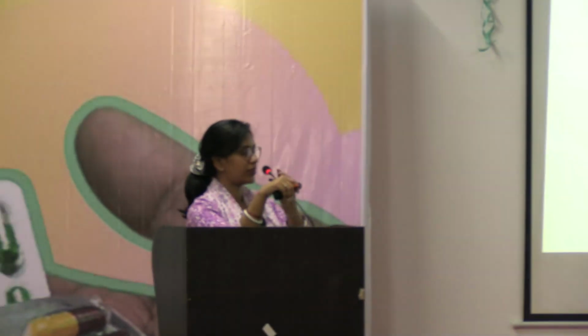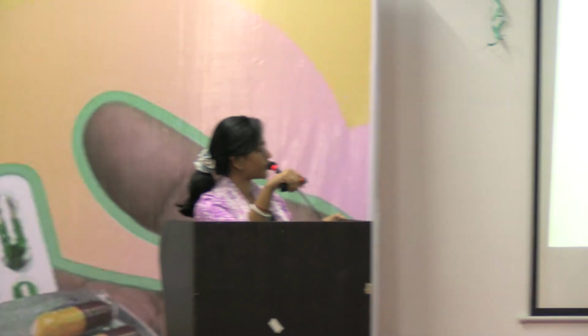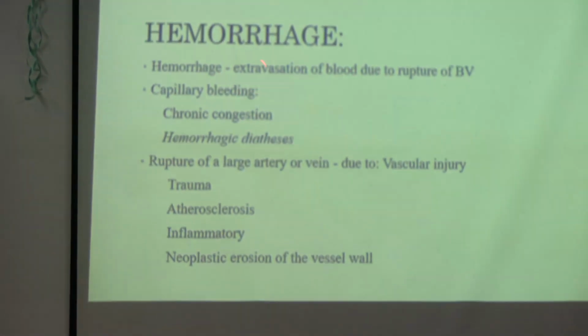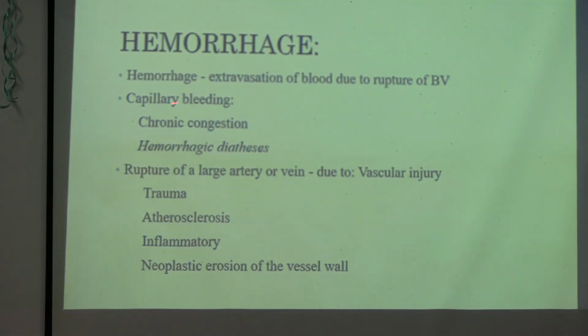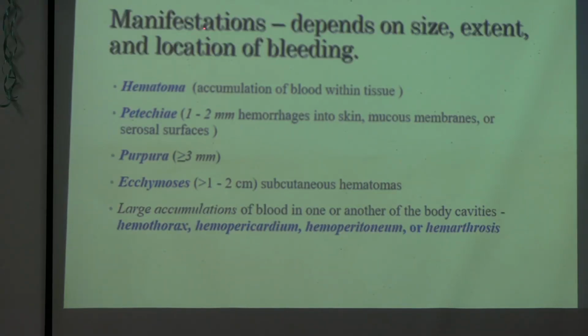Now moving on to hemorrhage. As you know already, hemorrhage means extravasation of blood due to rupture of the blood vessel. It can happen because of capillary bleeding, as in chronic congestion or hemorrhagic diathesis, and rupture of a large artery or vein can be caused by vascular injury, as in trauma, atherosclerosis, inflammation and neoplastic erosion of the vessel wall. The manifestations of hemorrhage often depend on the size, extent and location of bleeding.